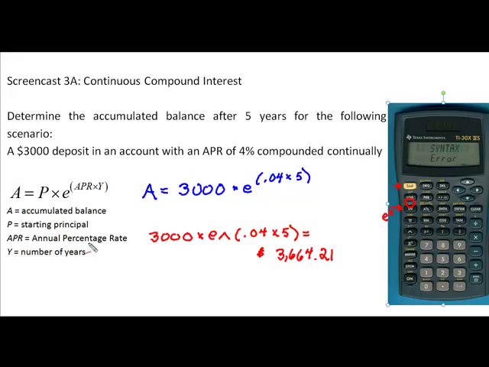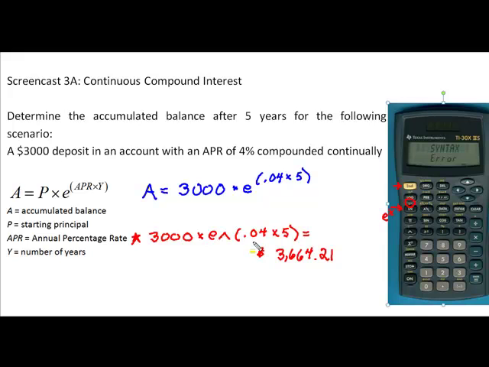So once again, plug the information in carefully. Write it out a second time if you need to, so that you know exactly when you want to enter the parentheses and close off the parentheses. And then when you're done, make sure your answer makes sense. After 5 years, we're not going to make the kind of money that we made in the last problem.